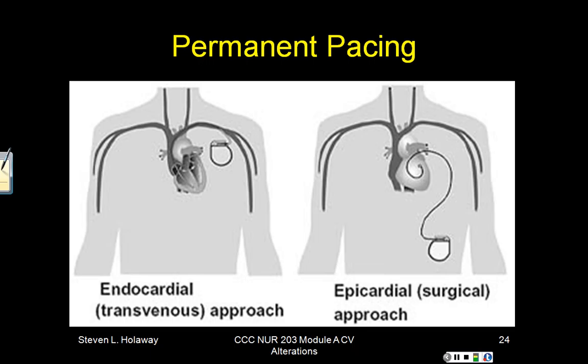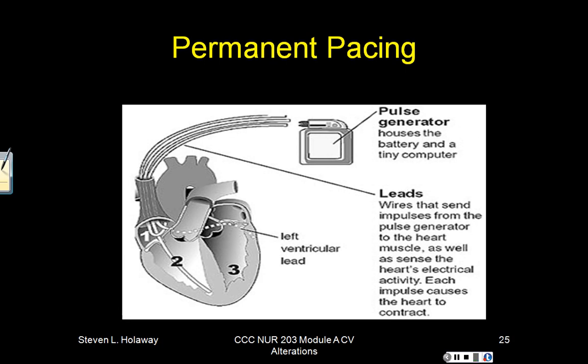This is done typically in the cardiac cath lab at Huntsville Hospital. An opening is created in the skin to place the pulse generator. Then the wires are run through the venous system to the right ventricle. Now, there are new ones that will go to both the right and left ventricle, with leads to give better synchronization of the two ventricles to get better cardiac output. Okay, this is typically what the permanent pacemaker consists of: a pulse generator that houses the battery in a small computer.